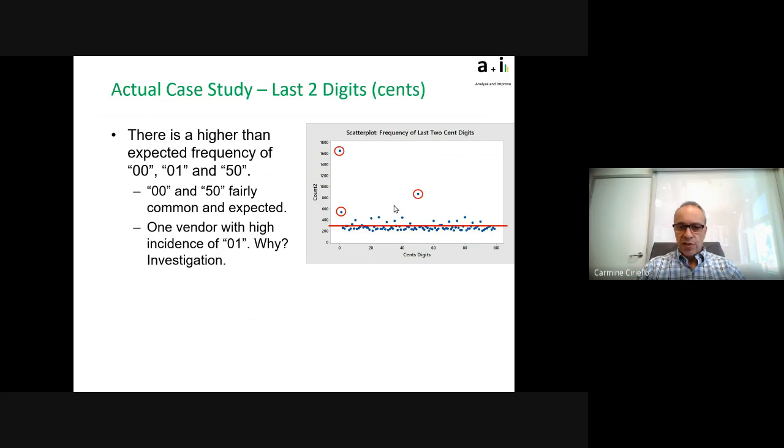There were 3 numbers that showed up a lot, the 00, the 50, and the 01. Now, without getting into all the details, the 00 and the 50 seem intuitive. Sure, it's possible that I price something at a round number like $14.00 or $14.50. But the 01 had one vendor that showed up with a lot of 0.01s. So again, a very quick investigation was done on this one. It was not anything fraudulent or anything bizarre, but it allowed us to investigate that one vendor that was creating this section with high 01s.